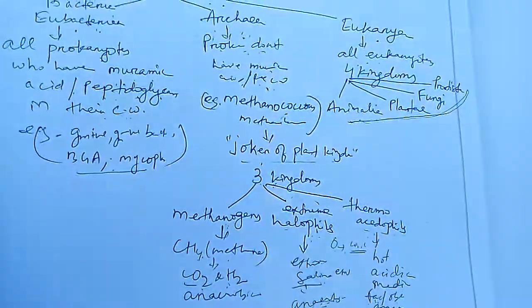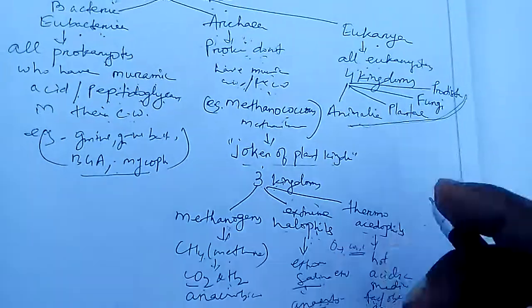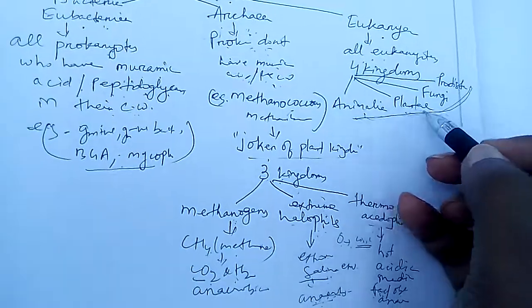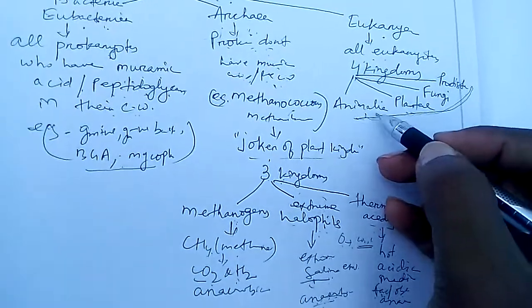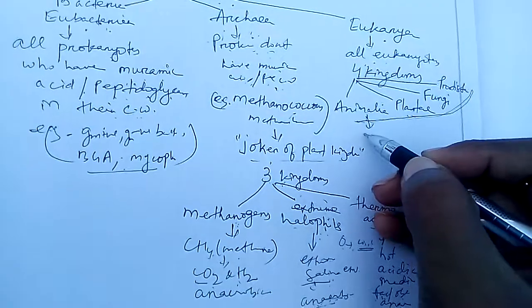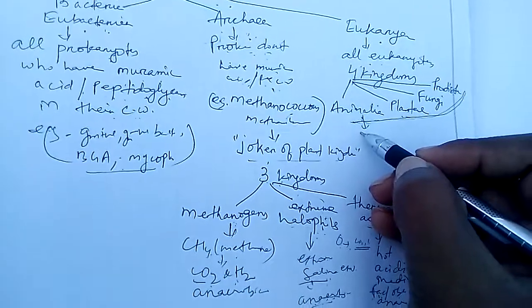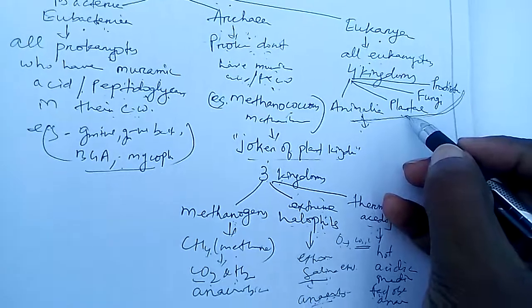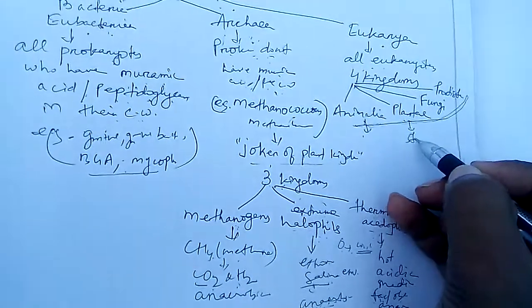Okay, so these are the things we discussed in cell. Another point you may write: in Animalia the reserve food is glycogen. In Plantae the reserve food is starch. Okay, so this is another point you may write.